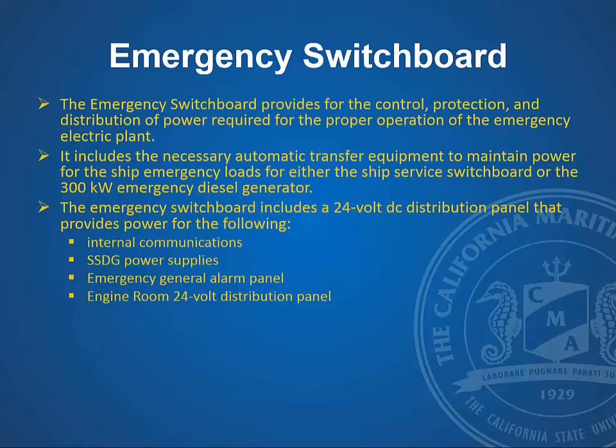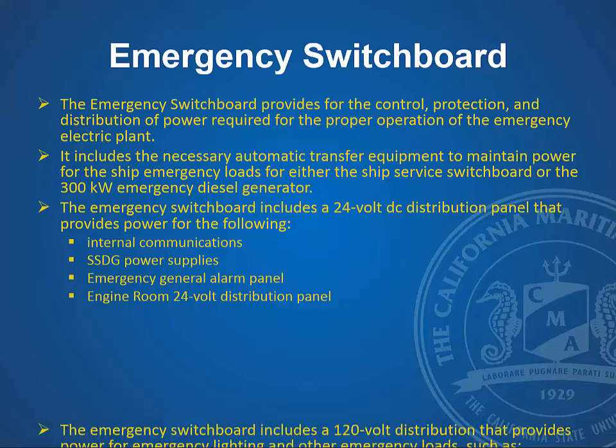The ship's surface diesel generator, in many cases now, is not self-exciting. They need power from the main board to be able to raise voltage. So that would have to come off of this 24-volt DC distribution panel to make sure that if you've lost power, you can start a diesel generator and that generator will bring up voltage. Emergency general alarm panel and an engine room 24-volt distribution panel, which in many modern ships now is going to be supplying all your automation loads.